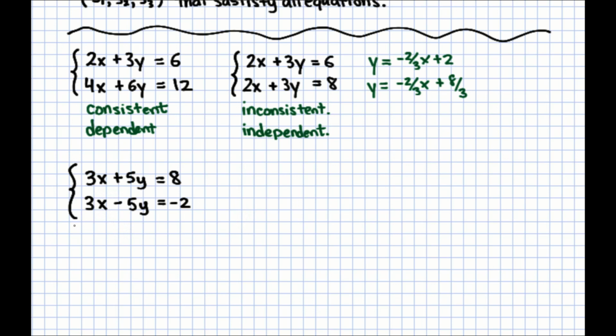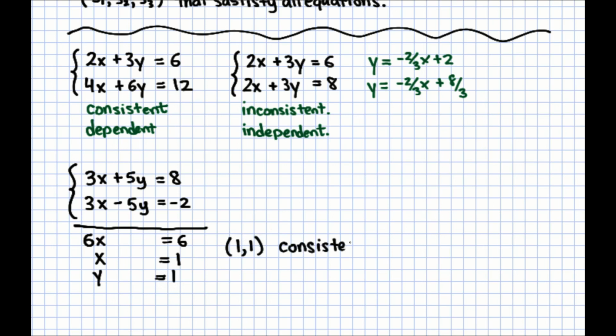We can use the elimination method from Algebra 1 and eliminate the 5y by adding the two equations together. So we get 6x equals 6, which means x equals 1. And then when we substitute x equals 1 back into any of the equations, we also get y equals 1. And that means at least one solution exists. And so this system is consistent.